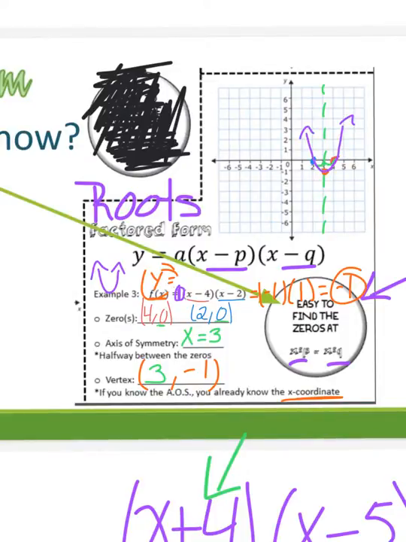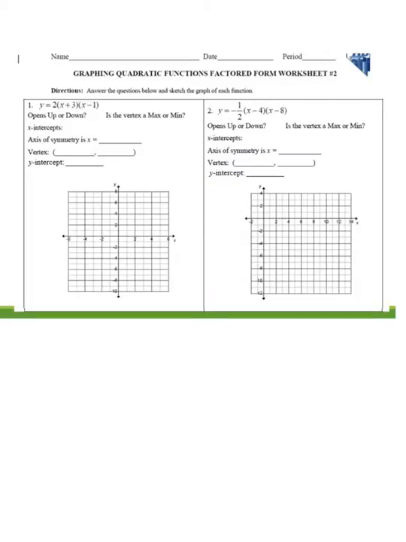So a lot of people like factored form. Why? Because it tells you where it's going to cross the x-axis, which is really good for application problems. It's really easy to find your axis of symmetry because if you know your roots, your axis of symmetry is right in the middle. And if you know your axis of symmetry, you can find your vertex, which is also good for application problems. So let's look at 3 more examples real quick on your other paper, and we'll call it a day. Alright, so this is the paper we're looking at. Let's go ahead and zoom in on problem number 1.